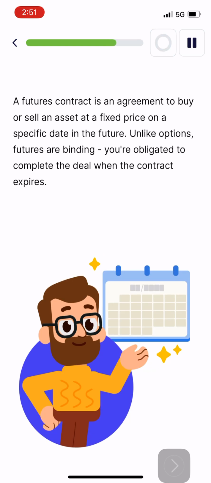A futures contract is an agreement to buy or sell an asset at a fixed price on a specific date in the future. Unlike options, futures are binding. You're obligated to complete the deal when the contract expires.